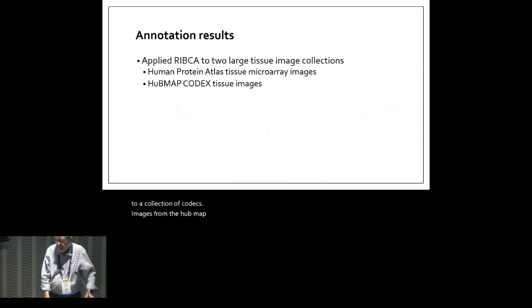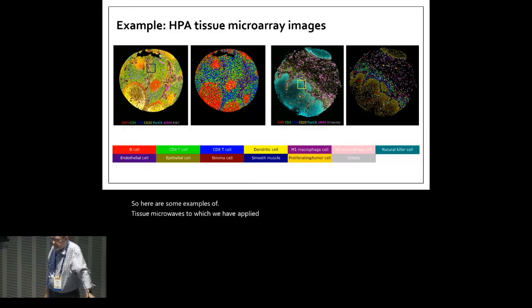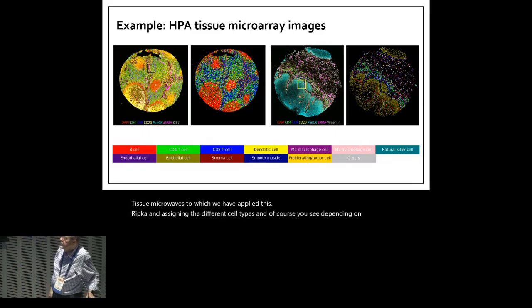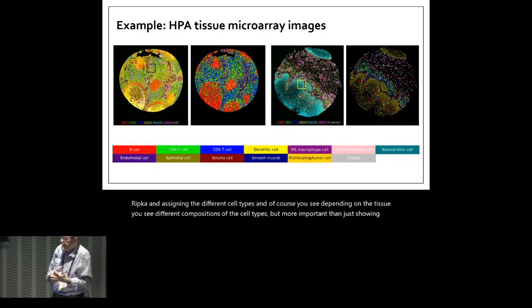So here are some examples of tissue microarrays to which we have applied this RIPCA and assigning the different cell types. And of course, depending on the tissue, you see different compositions of the cell types. But more important than just showing you a picture and saying, look, it's pretty, we checked a couple of aspects of that.